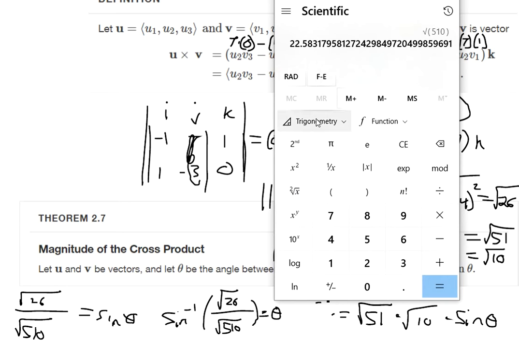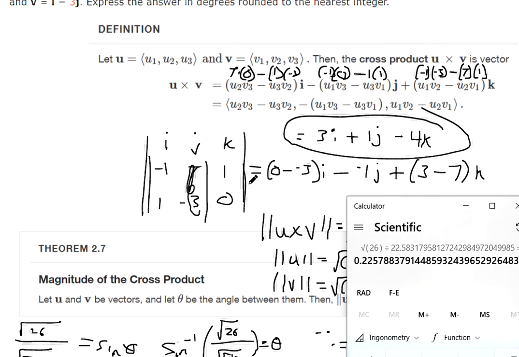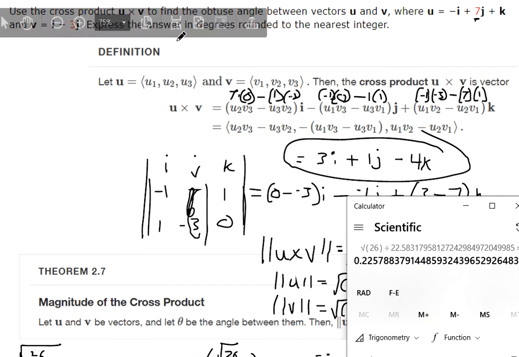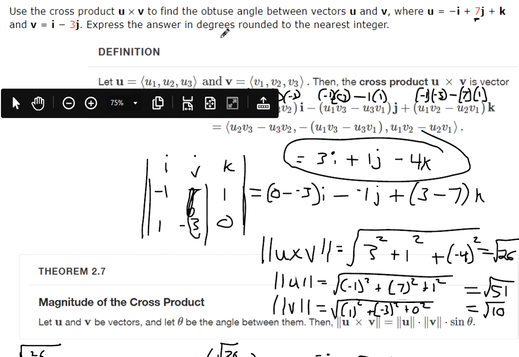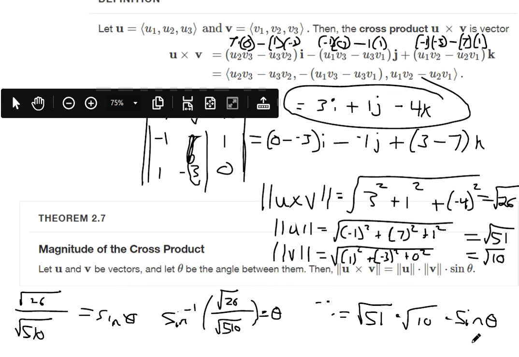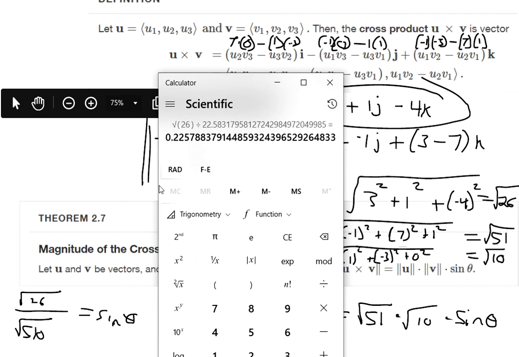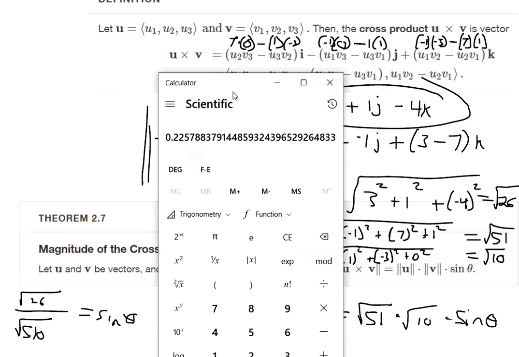So here's 510. There's the square root of 510. Copy that to my clipboard, and I'm going to do the square root of 26 divided by the square root of 510. And now, did they say radians? Express your answer in degrees. The book does keep going back and forth from radians to degrees. So my calculator right now is in radians. We're going to switch it to degrees.